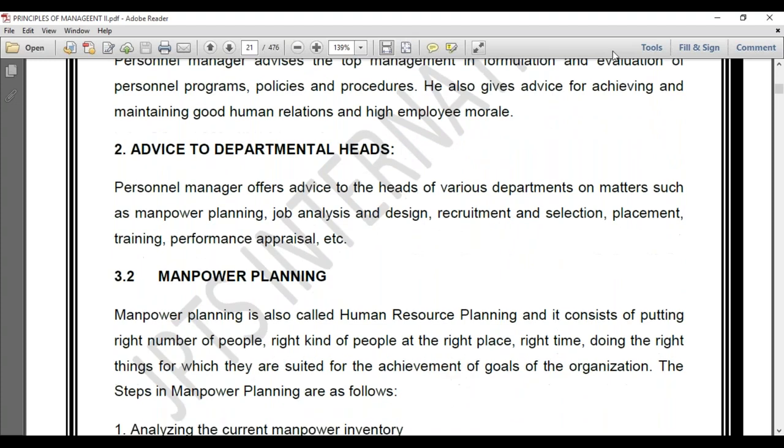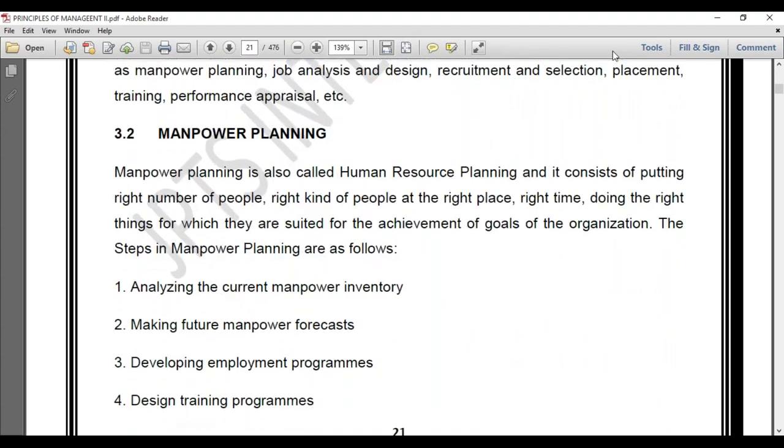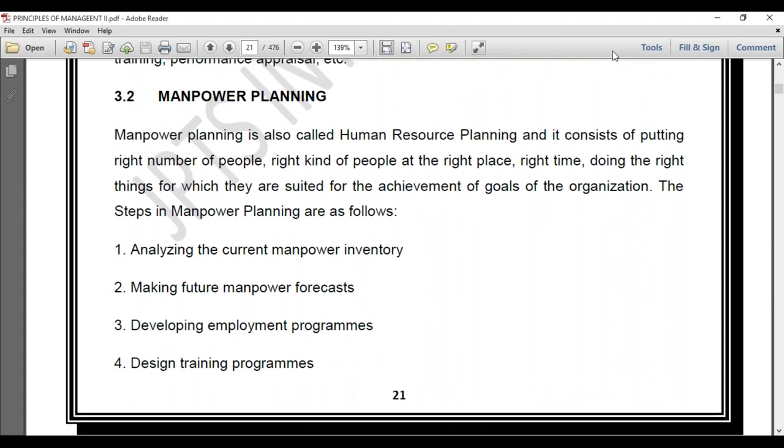From there, we have come to the end of the functions. So we quickly move to manpower planning. Under manpower planning, we are looking at human resource planning, and it consists of putting the right number of people, the right kind of people, at the right place. Like I said before, putting round pegs in round holes. So you find out that in a situation like this, the human resource manager has a very big role to play.